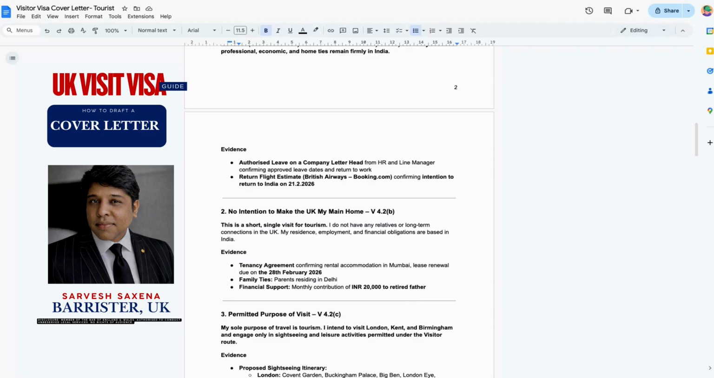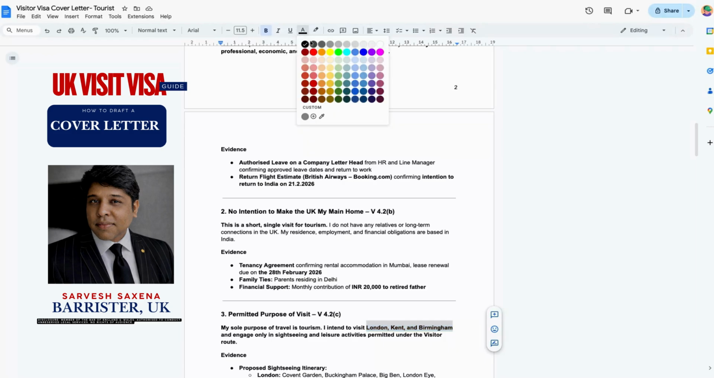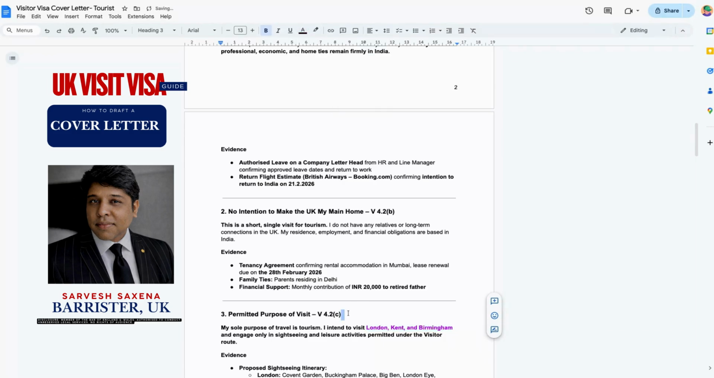Now, when you say it like this, you've been specific. You're not just saying I just want to go to the UK. You have to write it specifically that I want to visit, for example, these three cities, and I am going to engage only in sightseeing and leisure activities. This is permitted under the visitor route because it's for visit purposes.